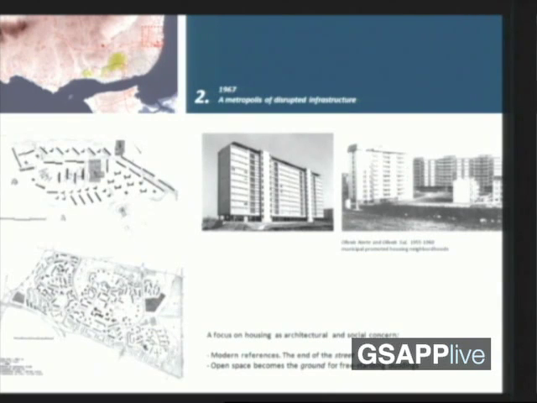Now, one of these pictures shows the two neighborhoods developed in the northern part of Lisbon, which show exactly this transition to a modern reference, although seasoned with North European references, with very qualified public-led housing development, and where open space becomes the ground for freestanding buildings. So this is the starting point of a disruption between infrastructure and urban design.